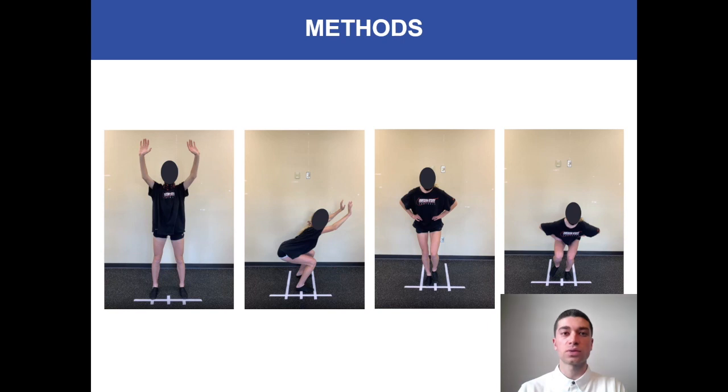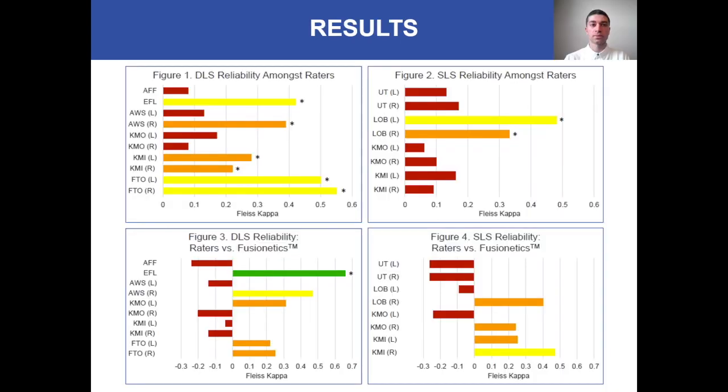5 physical therapists were trained in the scoring system. They watched the recorded videos and scored each participant's performance of the double leg squat and single leg squat. Inter-rater reliability was calculated with the Fleiss Kappa statistic. The results are represented by these figures.